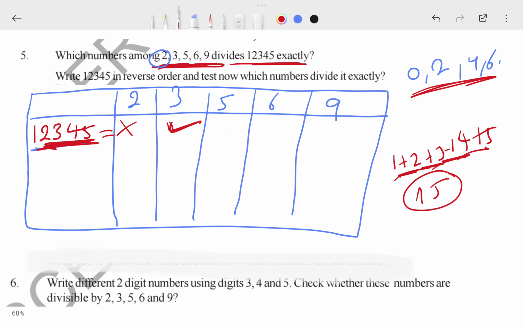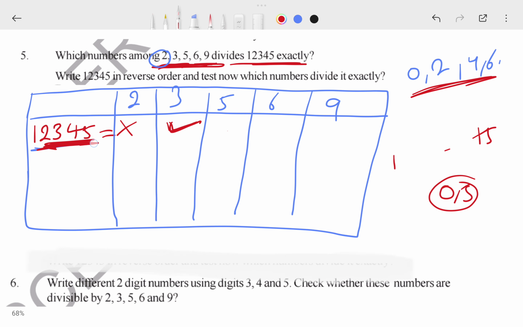Now let's check if it is divisible by 5 or not. To check 5, we need to know the divisibility rule of 5. The end of the number has to be 0 or 5. So here, at the end, there is a 5. So it means that it is divisible by 5.